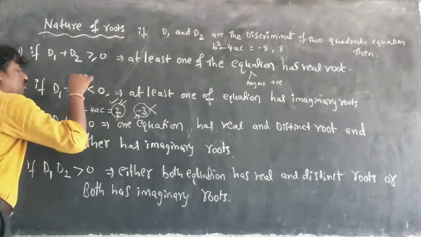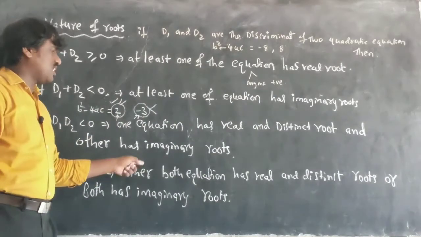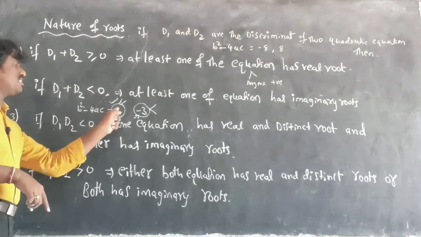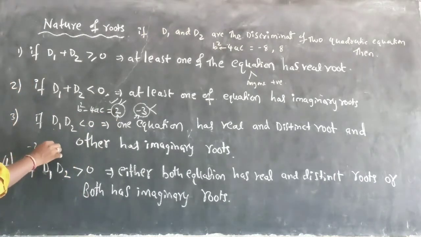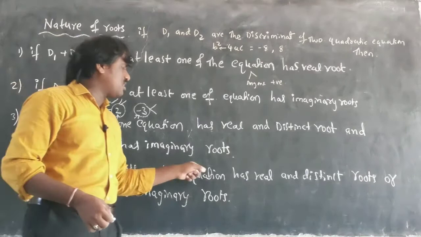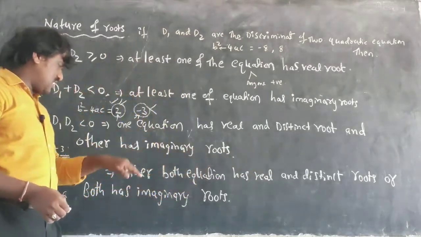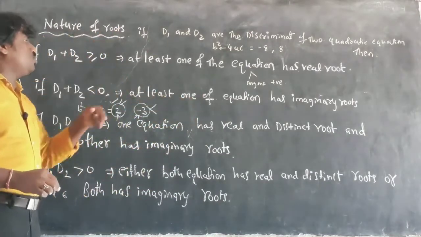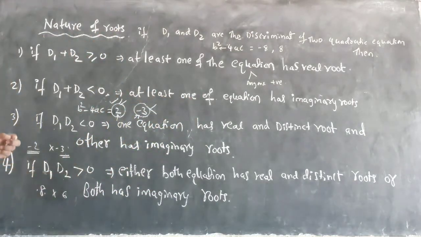Either both equations have real roots, which means both are positive, or both are negative, as is possible. Minus into minus, suppose you got minus 2 into minus 3, means both are imaginary. Otherwise, if you have 8 and 6, both have real roots. So in this case you get either both equations have real or distinct roots, or both have imaginary roots. This is the thing you should know when you are talking about the discriminant of two quadratic equations.